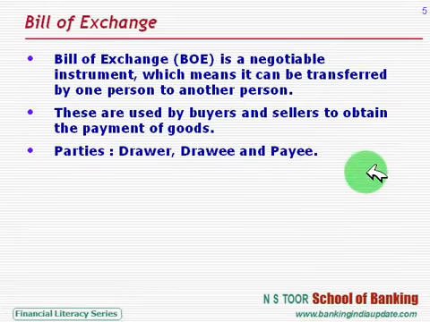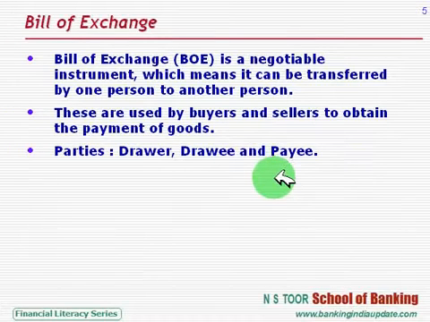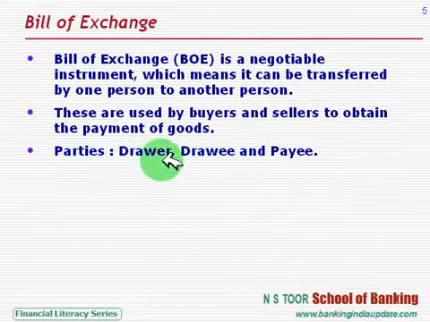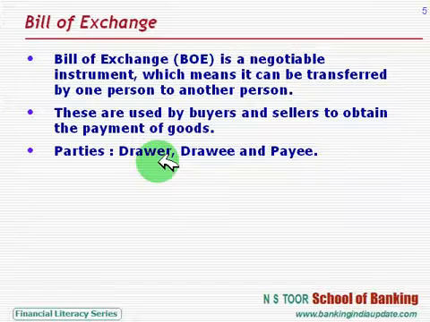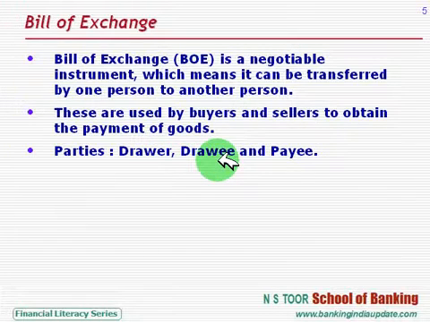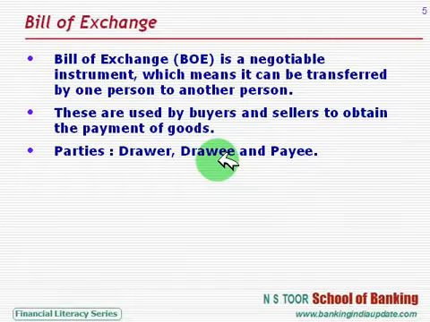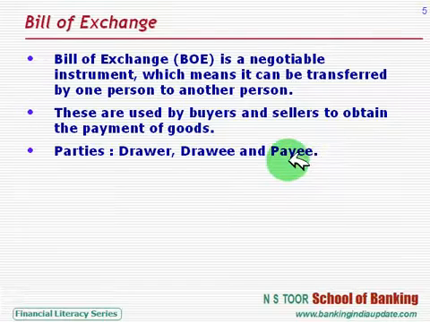Parties. There are three parties in a bill of exchange. One is drawer, who is making this order, normally the seller. Second, the drawee, the buyer, who is to make the payment. Payee, the person who is authorized by drawer to obtain the payment.